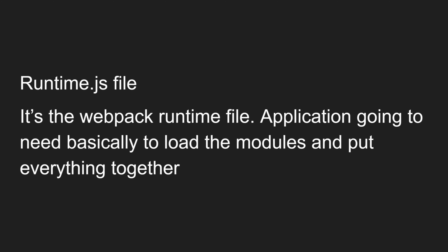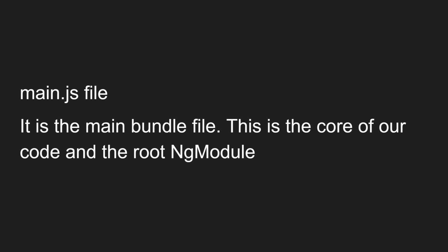That means the application needs it basically to load the modules and put everything together. So this runtime.js file will be useful to load all the modules and put everything together. Another one is the main.js file. This is the main bundle file, the actual main code. This is the core of our code and the root ng module. Whatever the root ng module is in our application, this main.js file contains everything.